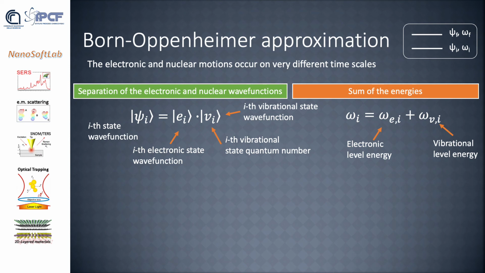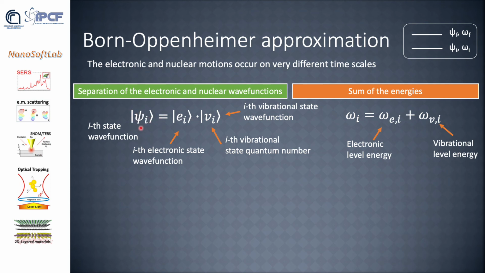To better understand the Raman selection rules in the quantum picture, let us first analyze what is called the Born-Oppenheimer approximation. Up to now, we have considered the wave functions of the initial and final states as functions that englobe and involve both the nuclear coordinates and the electronic coordinates. But we have to see that the electronic and the nuclear motions occur on very different time scales. This given, we can separate the electronic and the nuclear wave functions in this way.